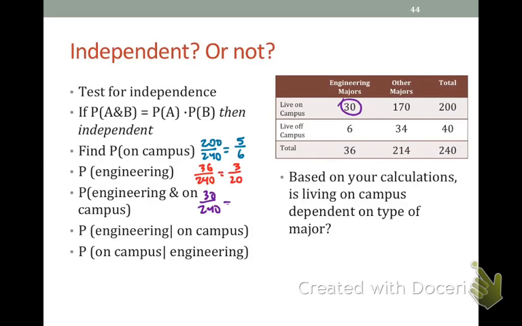Now, next one. What's the probability of being an engineering major given that you live on campus? Given that you live on campus. So figure out all the people who live on campus and what's the probability of an engineering major of those people. Natalie, what'd you get? 30 out of 200. Excellent. 30 out of 200, because you're isolating the people living on campus.